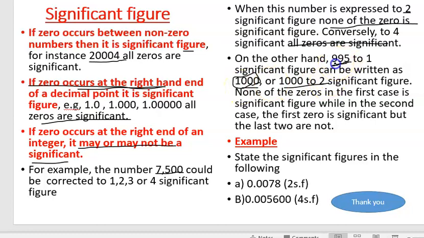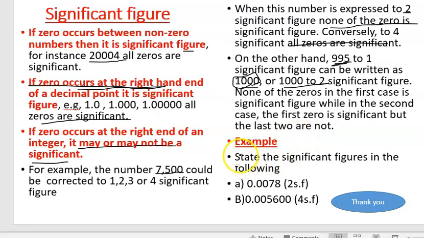But I've written this number to two significant figures, and you can see the number still comes to 1000. So for this case, only the 1 and the first 0 are significant. The other two zeros are not significant. We therefore conclude that whenever 0 appears to the right of an integer, those zeros may or may not be significant figures. It depends on the stated number of significant figures.